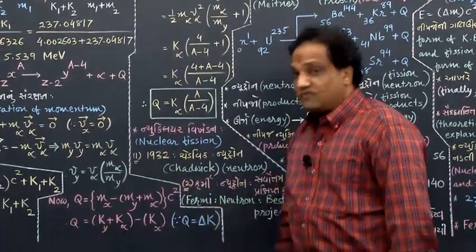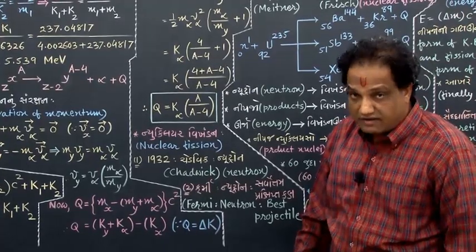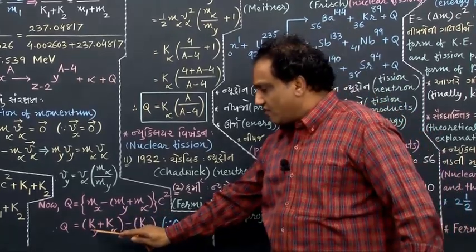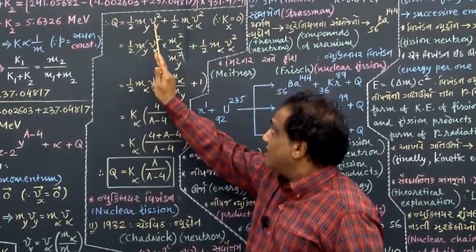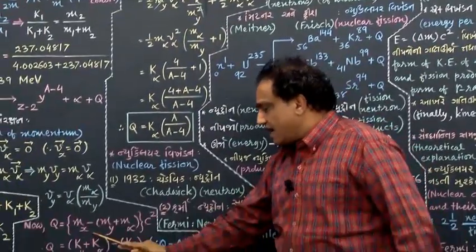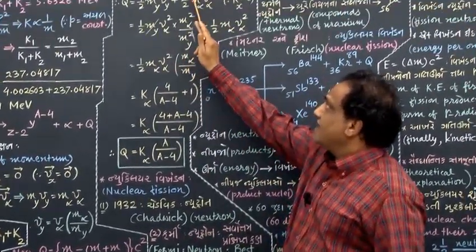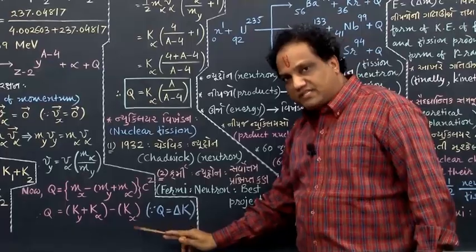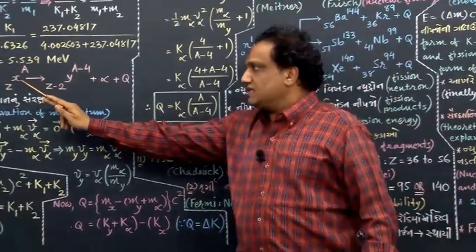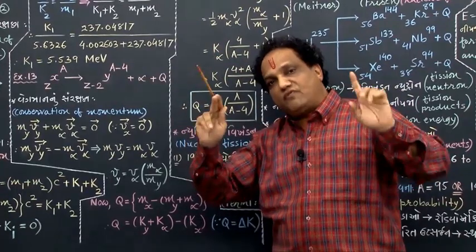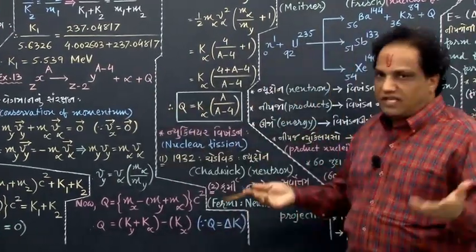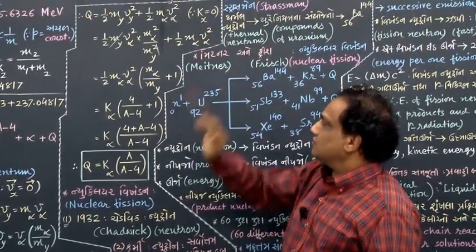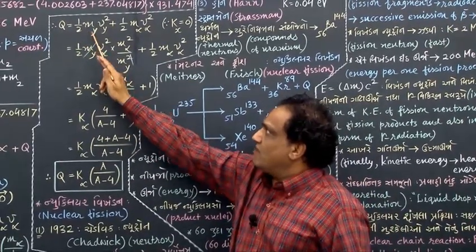Now tell me, what is Ky? Kinetic energy of nucleus Y. But what is the formula for kinetic energy? Half mv square. So like that for Ky, I am writing half my vy square plus kinetic energy of alpha particle, half m alpha v alpha square. And what about kinetic energy of parent nucleus X? It is 0 because parent nucleus is at rest. Parent nucleus before the reaction was at rest. Anything which is at rest must have kinetic energy 0. So Kx is 0.